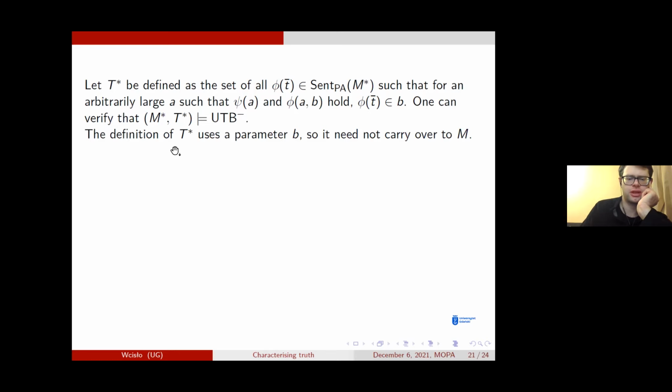This definition, I know it's not clear from what I literally wrote here, but if you unwind it, it actually does use a parameter. So you cannot just say for arbitrarily large A; you should say how large this A is supposed to be. Since when is psi supposed to actually define portions of a truth predicate? So it seems we didn't win much. It doesn't need to carry over to M. But at this point, I could use Mateusz's remark that if I can define UTB minus with parameters, then I can intersect over all definable UTB minus predicates that I can define without parameters.